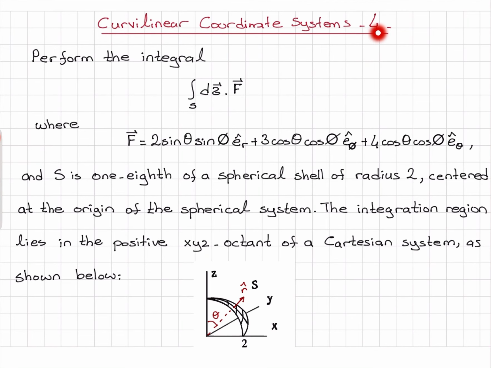Curvilinear coordinate systems 4. Perform this surface integral of d sigma dot product with F, where the force F is given by 2 sine theta sine phi e_r hat plus 3 cosine theta cosine phi e_phi hat plus 4 cosine theta cosine phi e_theta hat. And S, the surface, is 1/8 of a spherical shell of radius 2, centered at the origin of the spherical system. The integration region lies in the positive xyz octant of a Cartesian system, as shown below.